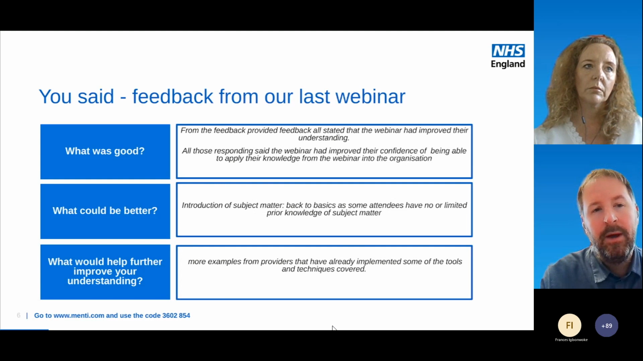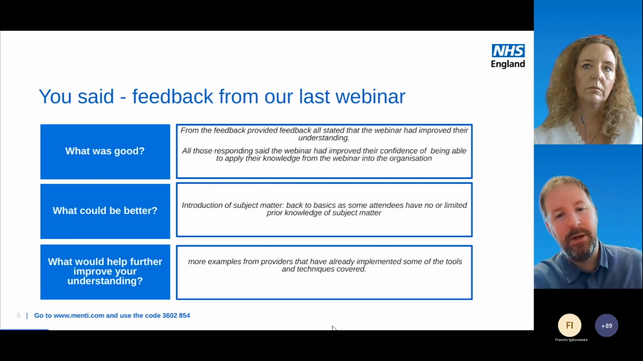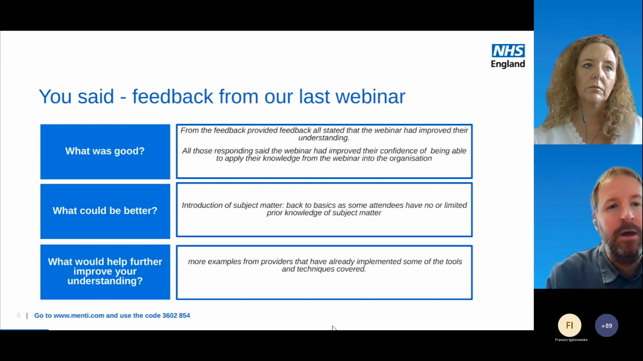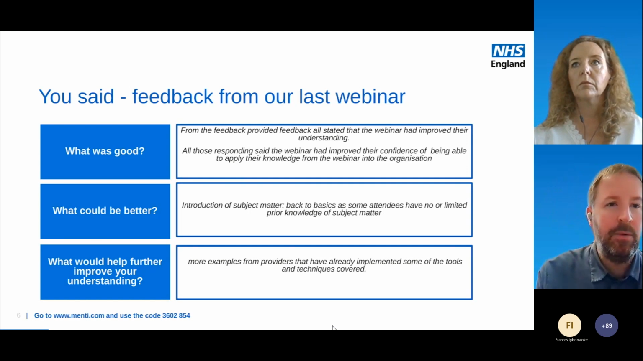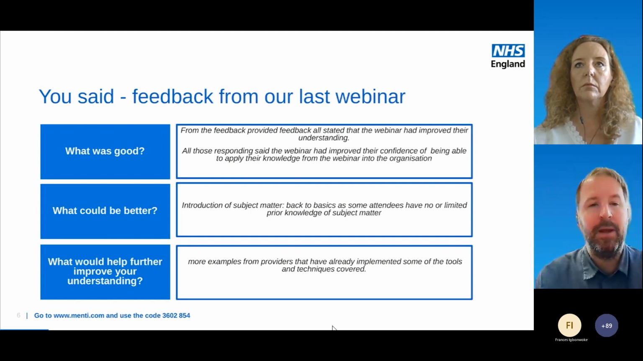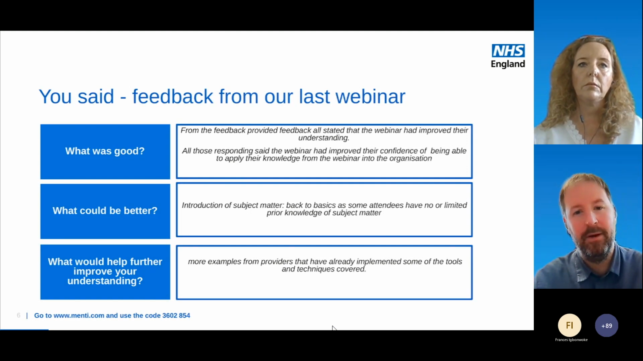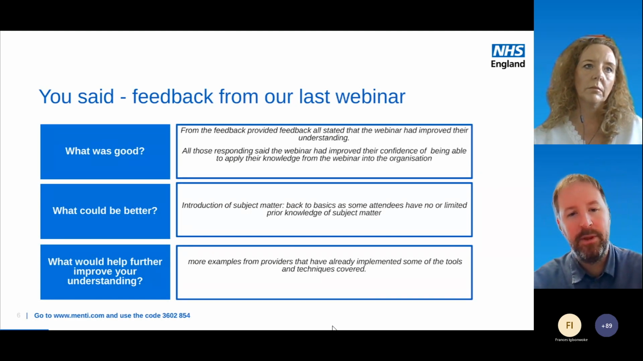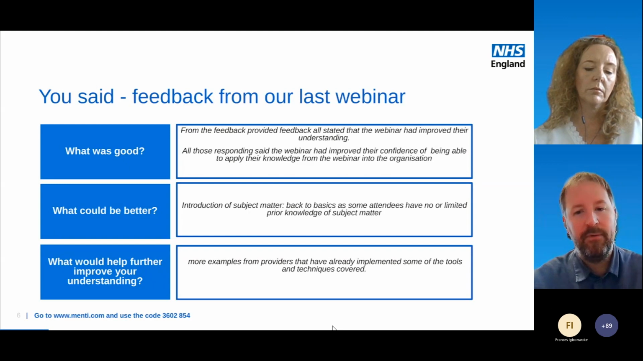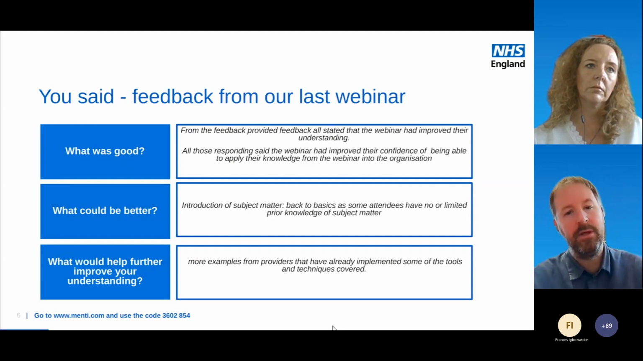And certainly what we heard loud and clear from the previous one on patient tracking was that a clear introduction to the subject matter and kind of back to basics was required at the beginning, because some attendees had little or no knowledge about the subject prior to the webinar. And certainly we're very mindful that we've got a range of levels of understanding, and we will try our best to make sure we cover the introduction as well as some of the more advanced subject matter, if you like. And finally, in terms of what people wanted more of, we want more examples from providers that have already implemented some of the tools and techniques covered.